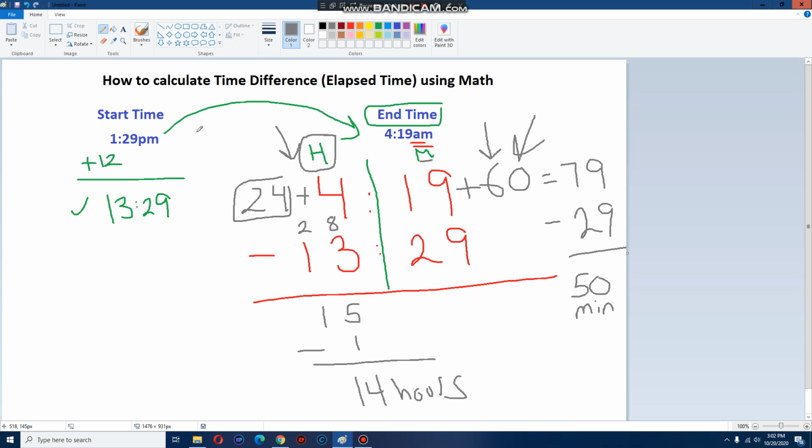The time difference between 1:29 in the afternoon to 4:19 in the morning of the next day. The time difference is 14 hours and 50 minutes. And that's how you do it.